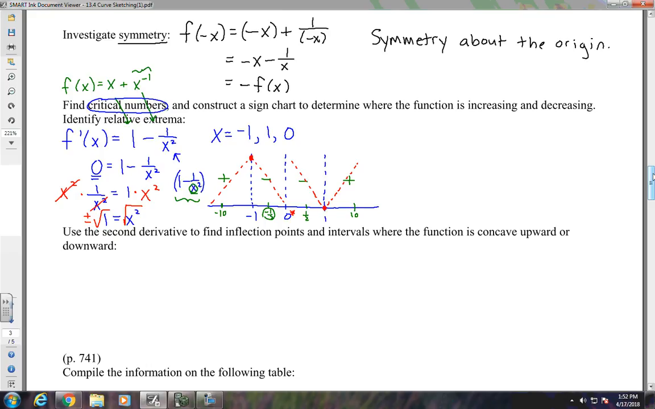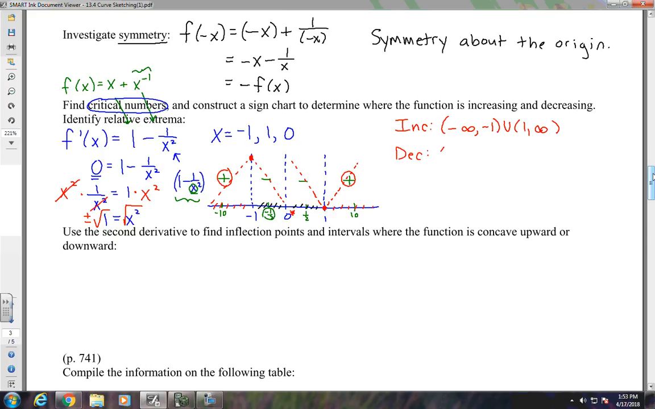Now let's just kind of keep a tally of this information. Our function is going to be increasing where the derivative is positive. So it will increase from negative infinity to negative 1 and then 1 to infinity. So we're looking at this interval and this interval. The function will be decreasing where the derivative is negative. We can see that derivative is negative here and here.